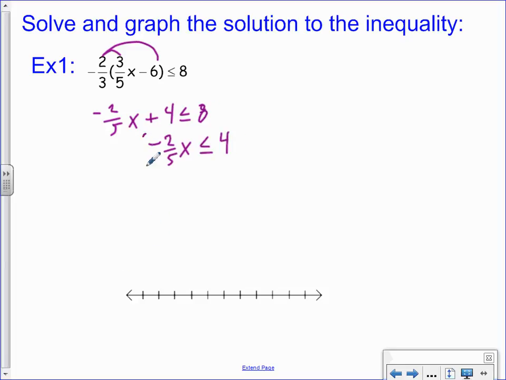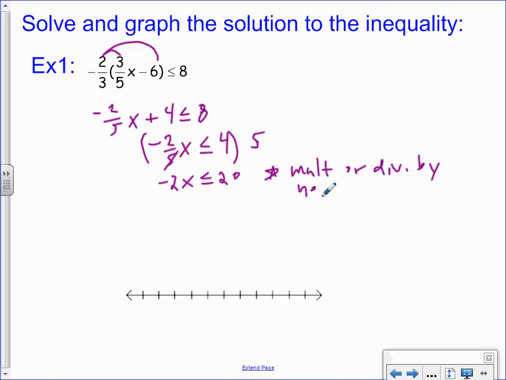Okay? This time, if you want to get rid of that fraction, just multiply everything by 5. And that gets rid of that bottom part right here. So you'd have negative 2x is less than, don't forget to multiply the 4 by the 5, that'd be 20. Now, since we're dividing by a negative, I'm going to put a star at this point, right? When you multiply or divide by a negative, be sure to switch the inequality.